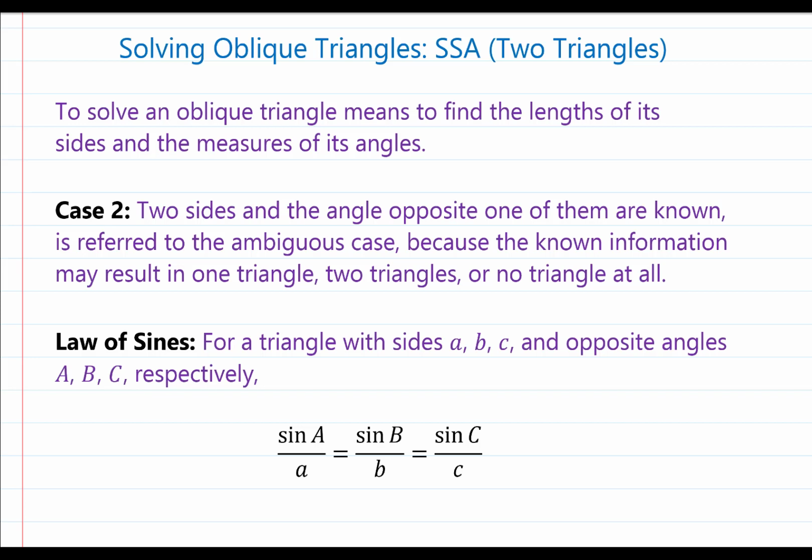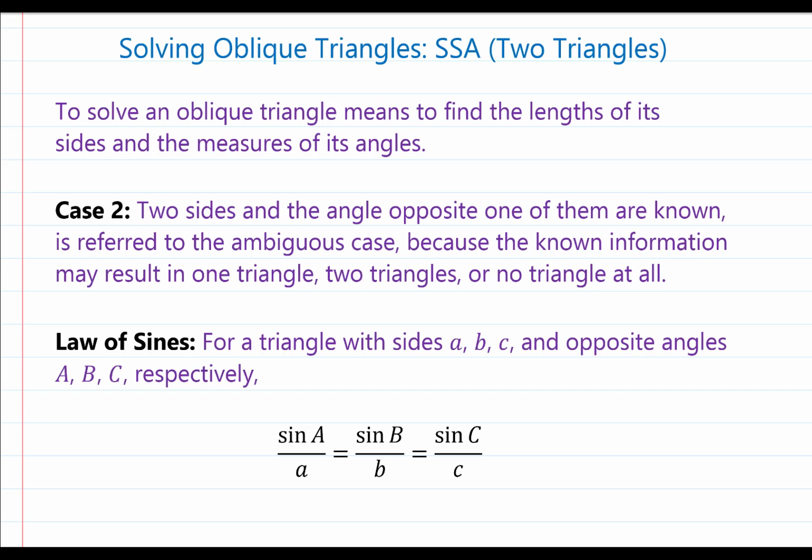Welcome back, mathematicians. In this video, we are going to learn how to solve oblique triangles, specifically looking at the side-side-angle case, resulting in two triangles. To solve an oblique triangle means to find the lengths of any unknown sides and the measurements of any unknown angles. This case gives us two known sides and an angle that is opposite one of them, and this is referred to as the ambiguous case, because the known information may result in one triangle, two triangles, or no triangle at all. To solve this triangle, we would use the law of sines.